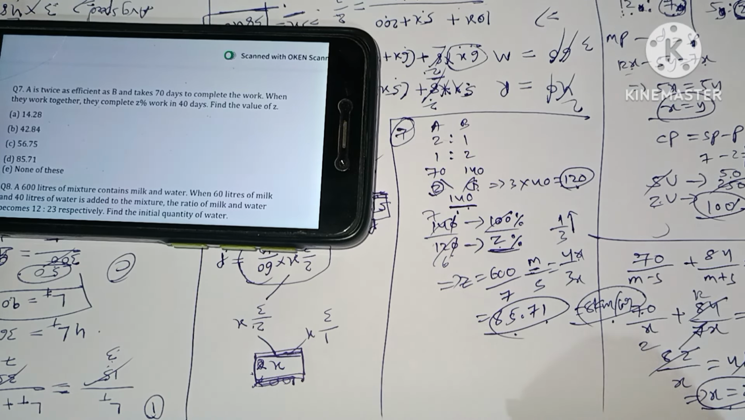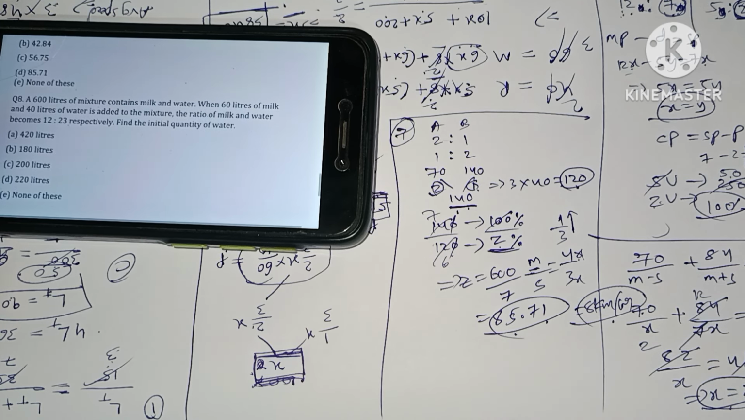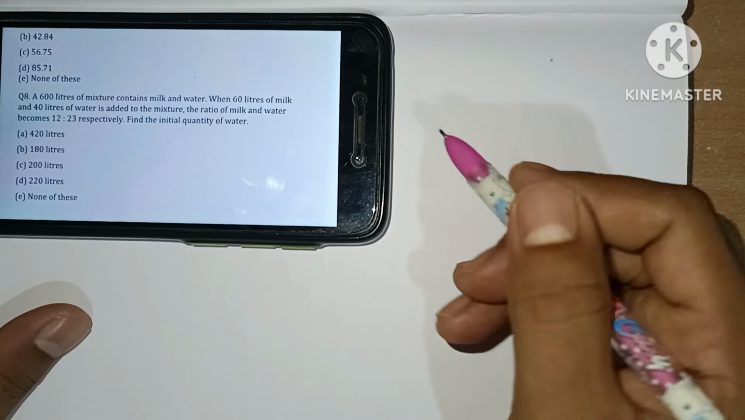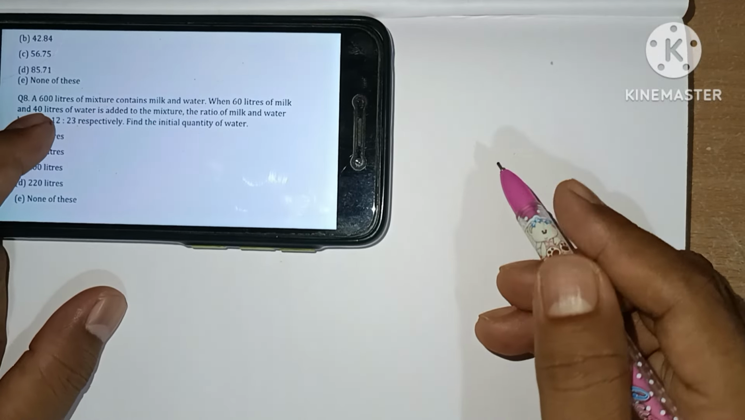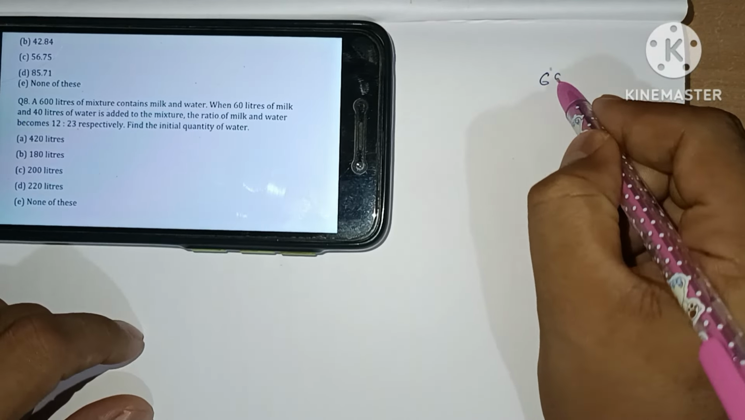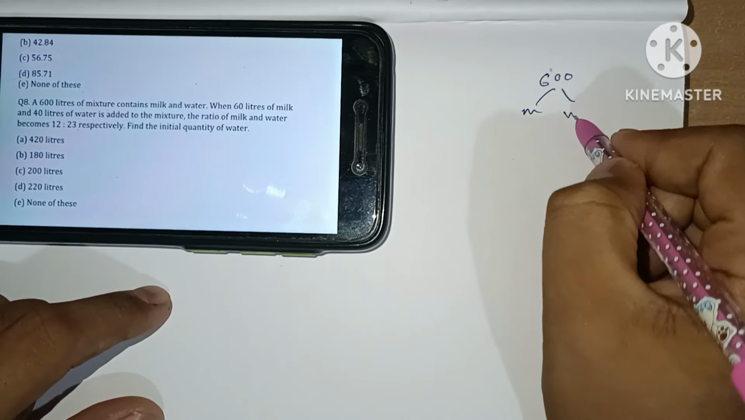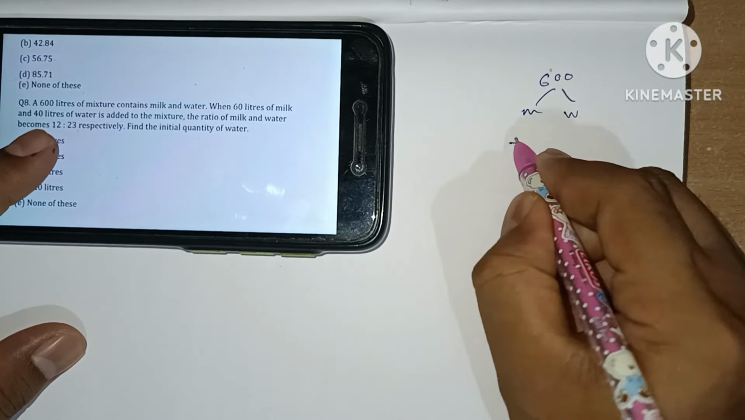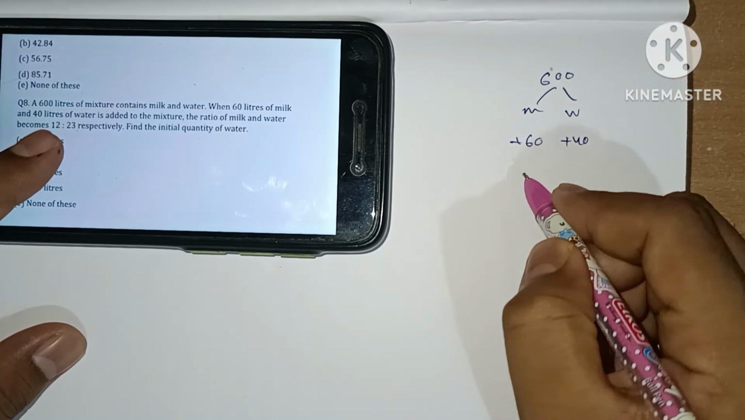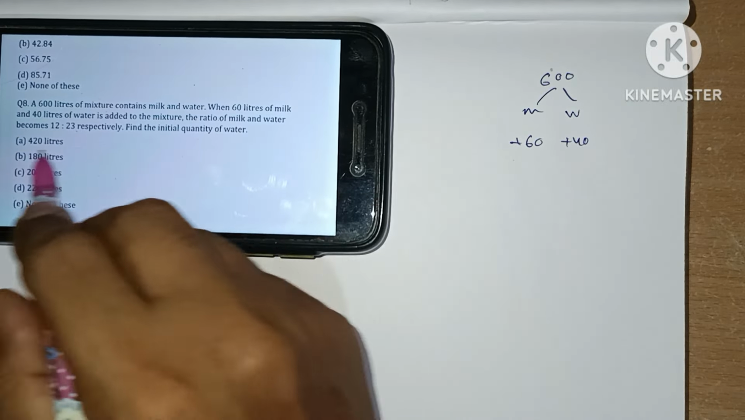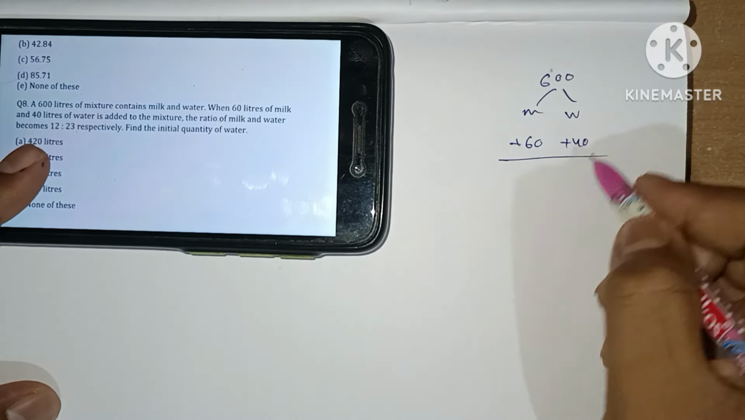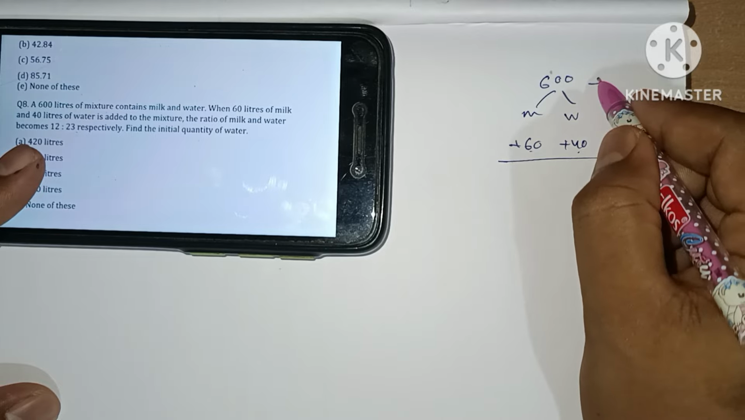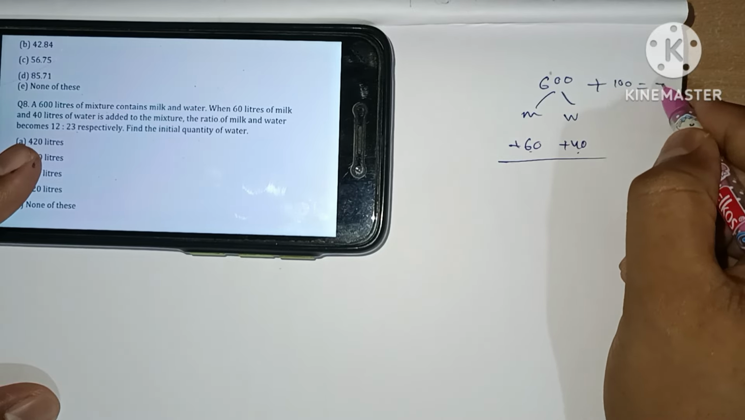Okay. Next we are going with question number 8. Let's make some space. So let's see the 8th one. A 600 liters of mixture which has milk and water. When 60 liters of milk and 40 liters of water are added, plus 60 and plus 40, then the ratio of milk and water becomes 12:13. Here what we add is 60 plus 40 which is totally 100. We add a total of 100, we get 700.